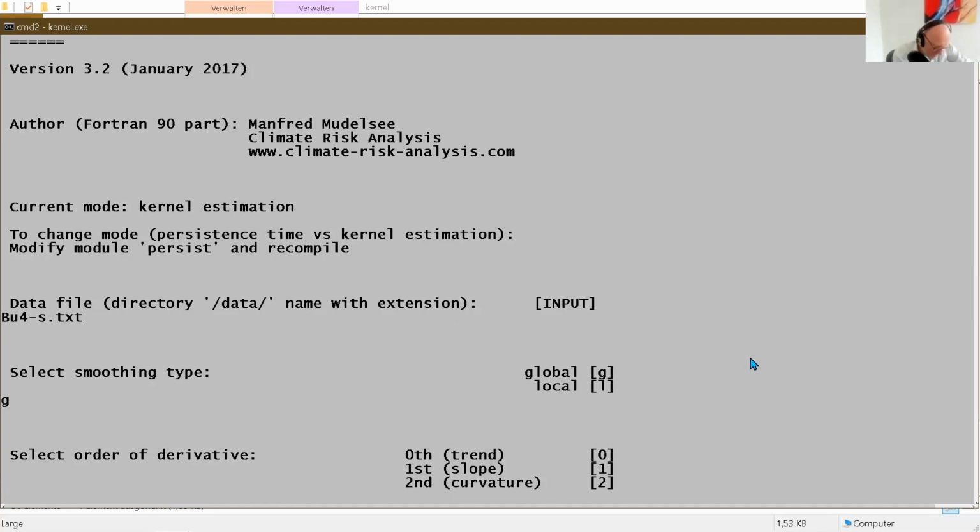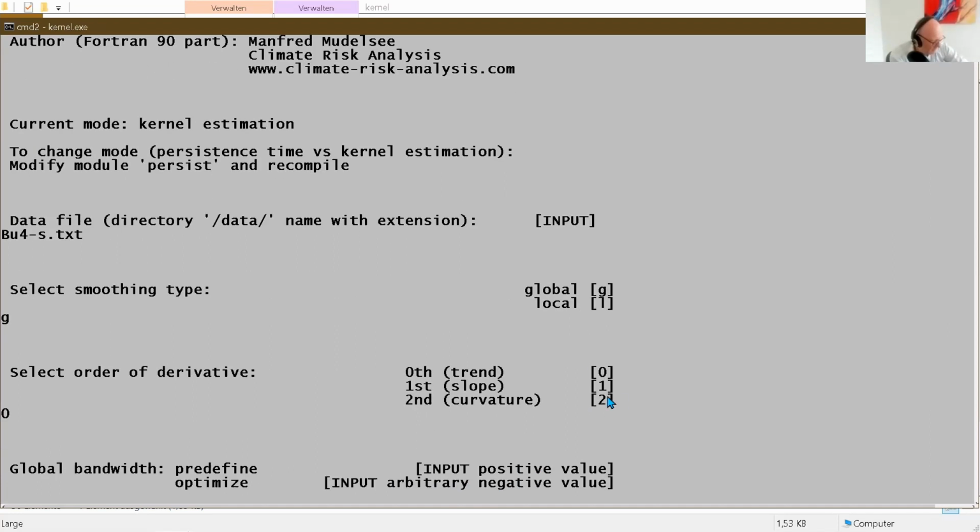Again, it's more powerful than I have time to explain. You can also, this is interesting, study the first derivative against time. Then you would look for where the changes are very steep, up or down. This can also be done. You can even study the second derivative. But here, for this exercise, we give a 0 and enter. And now the global bandwidth, what we prescribed, 0.25 kilo years.